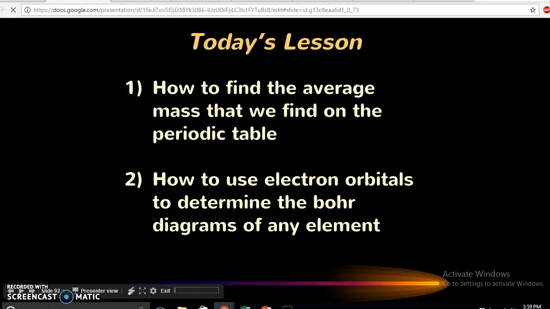One of which is going to be how to find the average mass that we find on the periodic table. I've kind of talked about it a little bit before, that there are different isotopes of different atoms, such as with carbon, there's carbon 12, 13, and 14. So we're going to find out how those numbers on the periodic table for the atomic mass got there. And then second of all, we're going to learn how to use the electron orbitals, those numbers that we haven't really known what they were on the periodic table. We're going to figure out what they mean and how to use them to determine Bohr diagrams of any element.